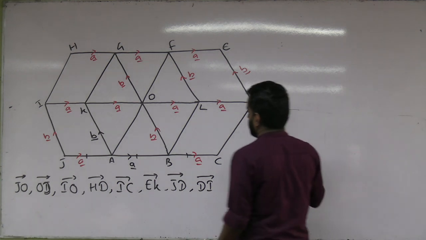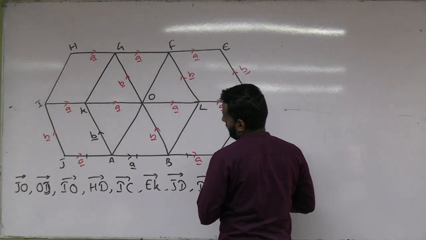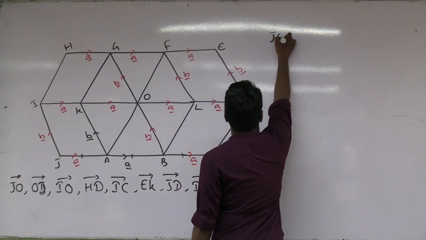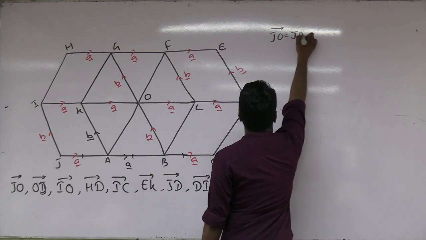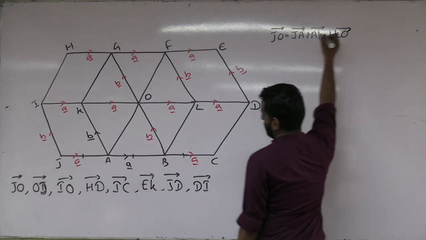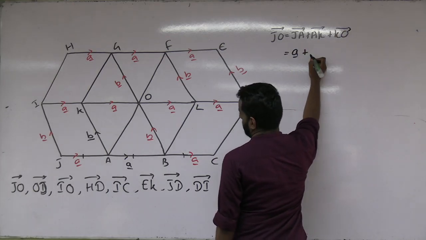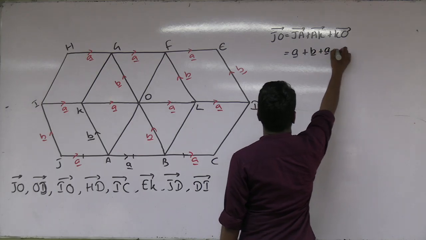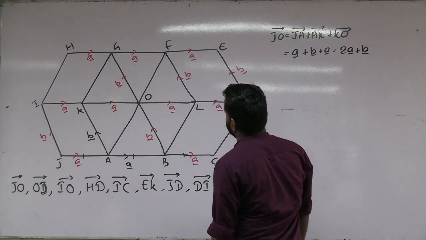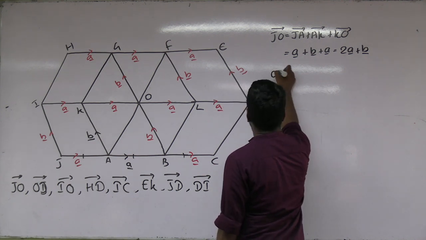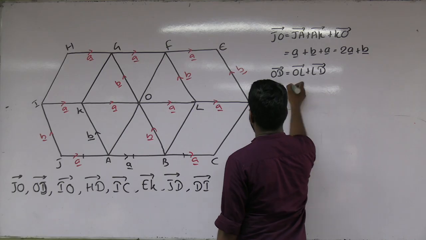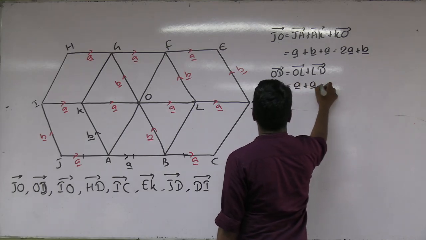Right. So we write JO. The easiest way from J to O is moving through A and K. So JO equals JA plus AK plus KO. So JA is simple A, AK is simple B plus A. 2A plus B. OD, so the vector OD equals OL plus LD, so OL is simple A plus A, this is 2A.